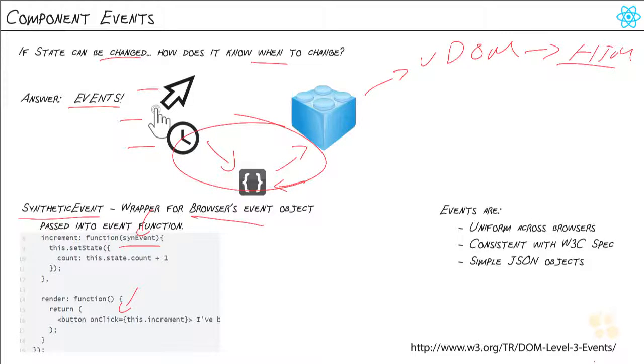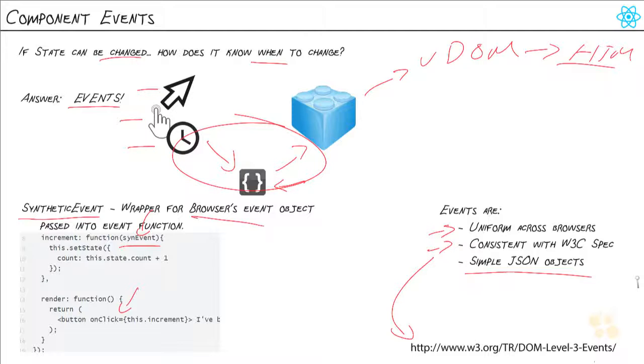So events in React.js are uniform across browsers, like I just said. They're consistent with the W3C specification, which I've linked down here. If you want to learn more about the official technical specification for events that the W3C publishes, that's right here. React conforms to that standard. And of course, events are simple JSON objects. That means you can manipulate and work with event objects however you see fit.